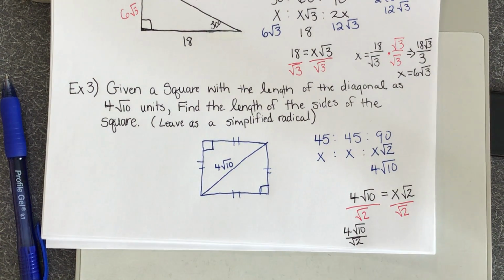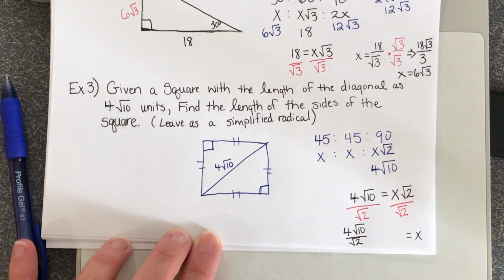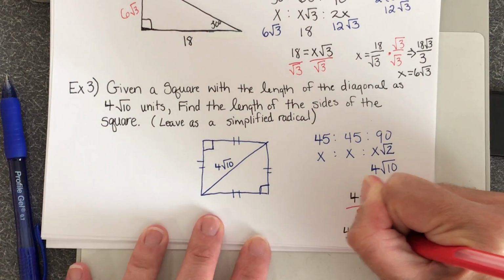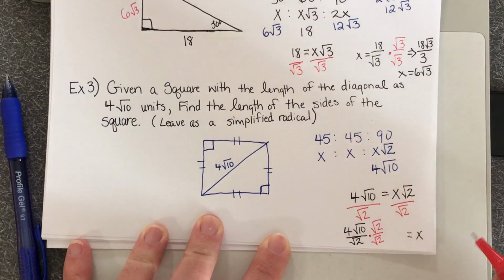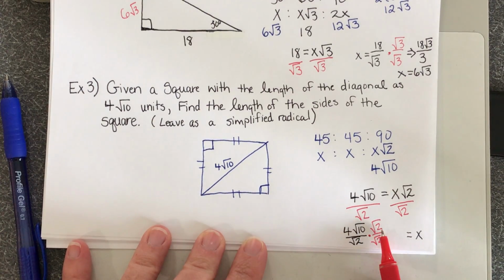So again, I'm not allowed to have a radical in the denominator, and I've got to get rid of that radical. Now I do have a couple of options when it comes to simplifying, but I'm going to continue to go with this rationalizing the denominator. So if I multiply both the top and the bottom by the square root of 2 over the square root of 2, then now I've got 4 times the square root of 10 times the square root of 2 over the square root of 2 times the square root of 2.